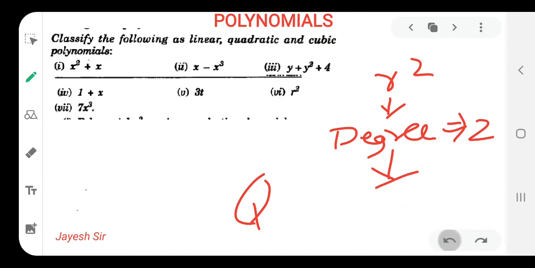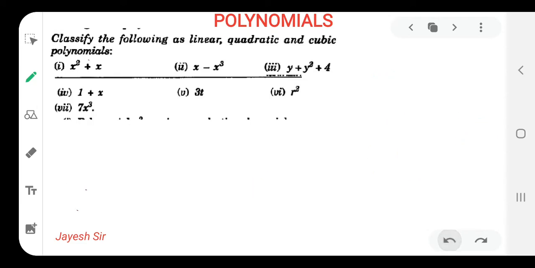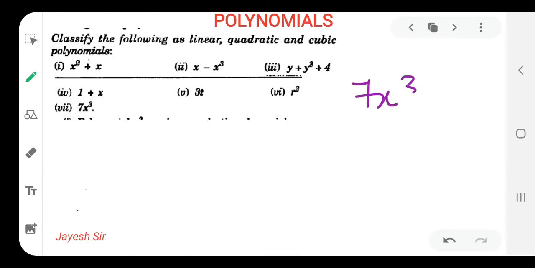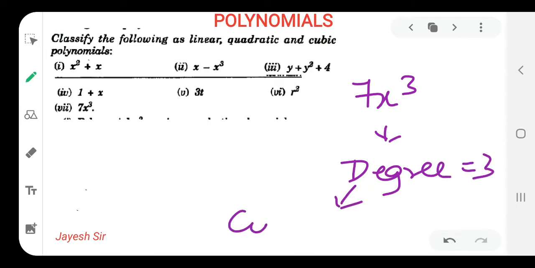Now let's move to our last sum of this topic, that is 7x cube. Here its degree is 3, so it is a cubic polynomial. I hope you all have understood and cleared your concept over here. Let's move to the next topic.